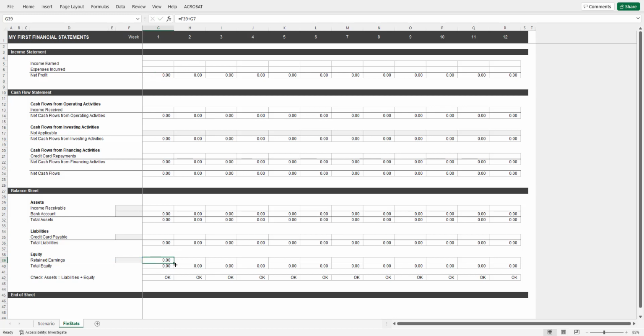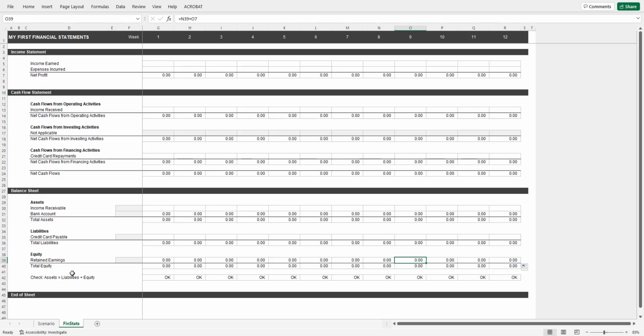And again, I can drag that over, and the cell references will update to always be referring to the prior period balance plus the current period net profit. So everything's still 0 because we haven't populated any values yet, but these formulas are now ready for when we do start to fill this out.